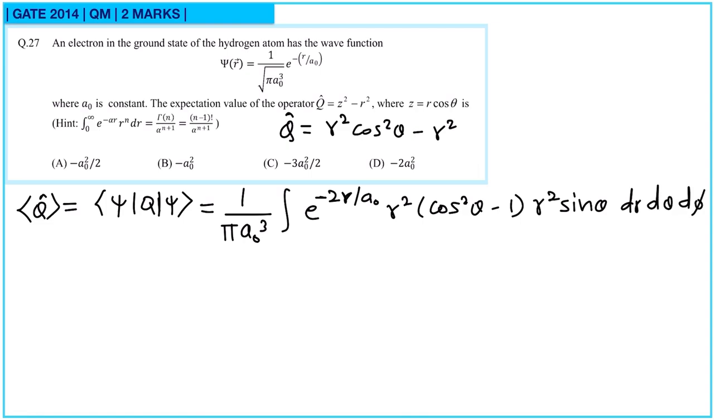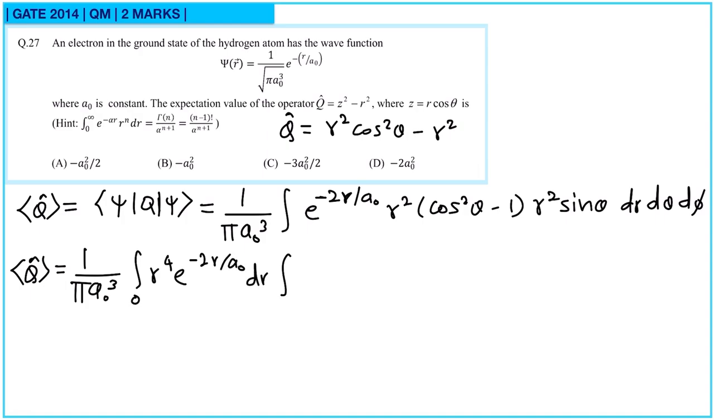Now we can separate these integrations. So this will be equal to 1 upon pi a naught cube. Here we have r square into r square, so that is r raised to 4 e raised to minus 2r by a naught dr. Then this integration is from 0 to infinity.